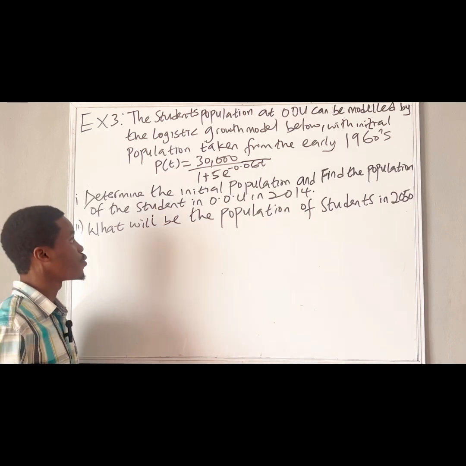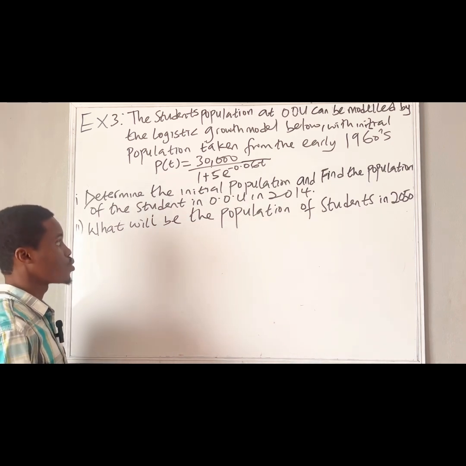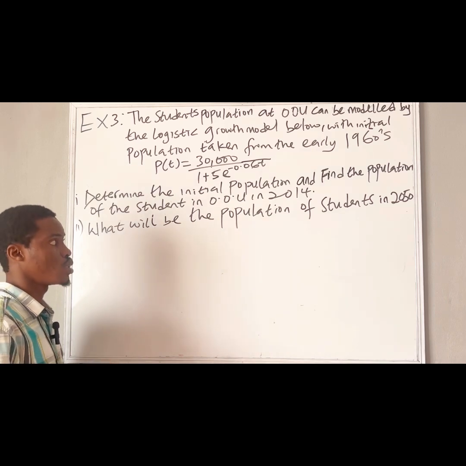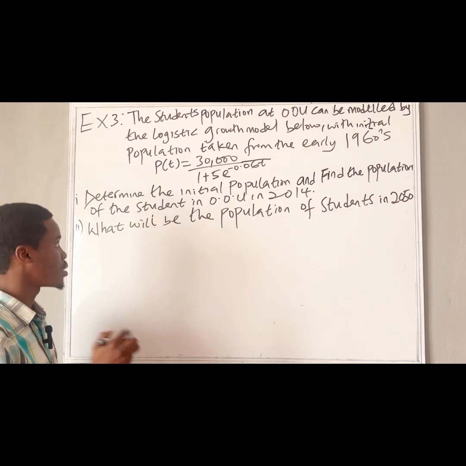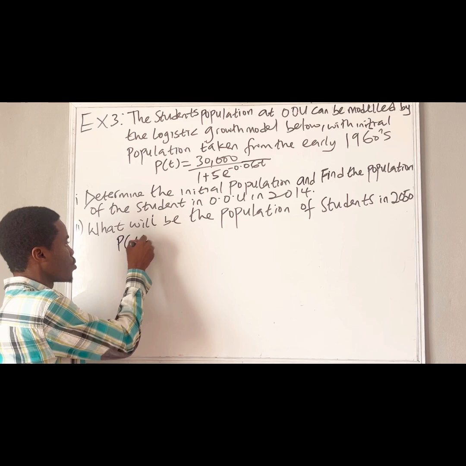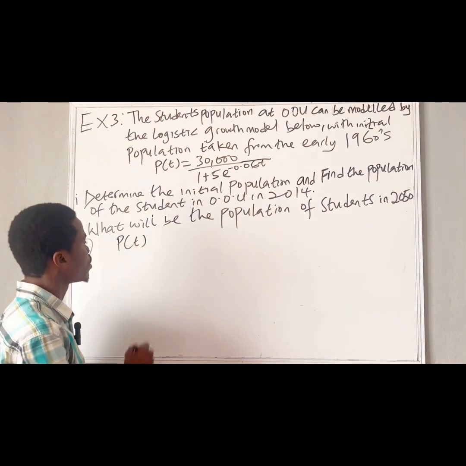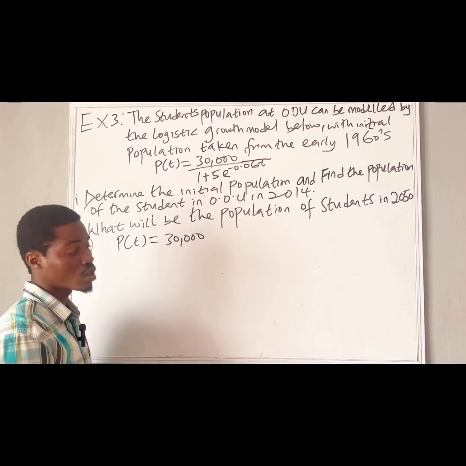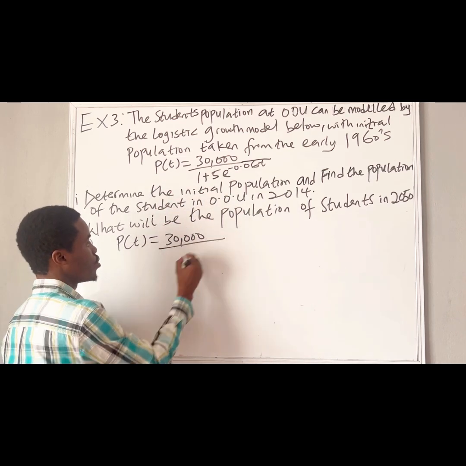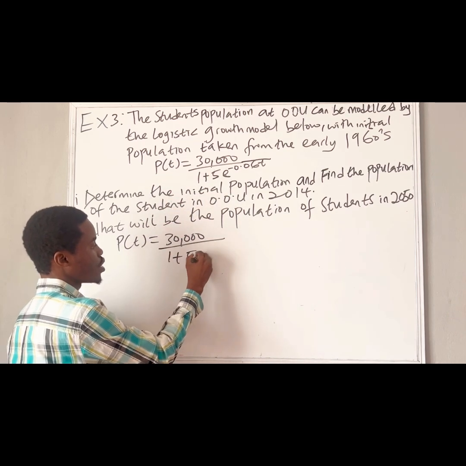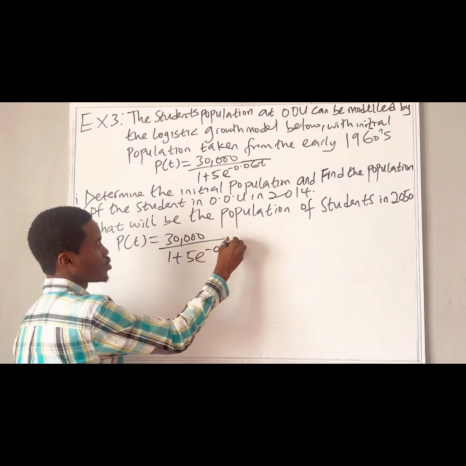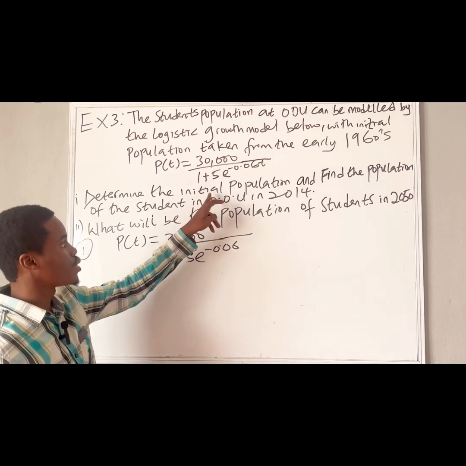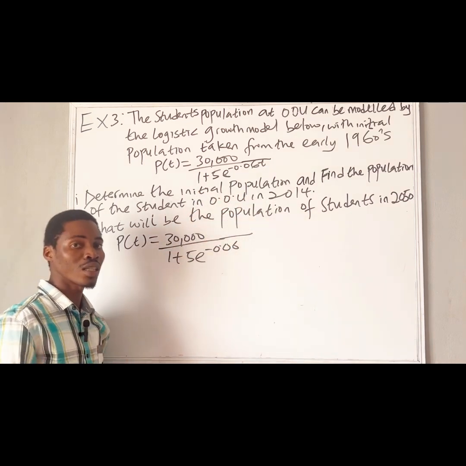So we have to find the initial population. So our initial population means we have to find the population at t is equal to 0. So we now have P of t is equal to 30,000 according to the logistic growth model we have been given, all over 1 plus 5 exponential minus 0.06t. Our t is what? Time. So we have to determine the initial population, so our initial time will be 0.